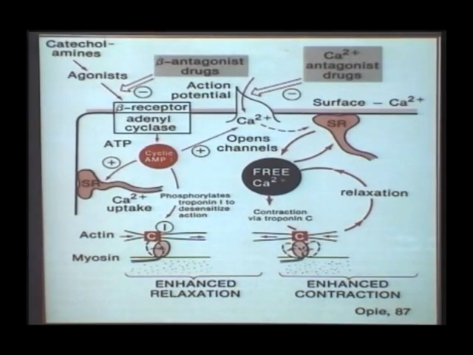How is this going to help us in contraction? For example, once my electricity stimulates my myocardial cell, you can see that my action potential is going to change many permeabilities of my cell membranes.